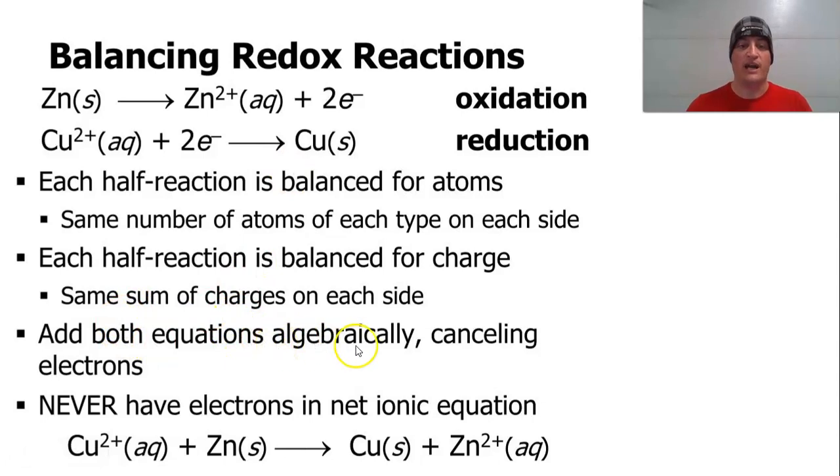You want to add them both algebraically, canceling the electrons. Never have electrons in the net ionic. And that's what these are. These are net ionic equations in the end.